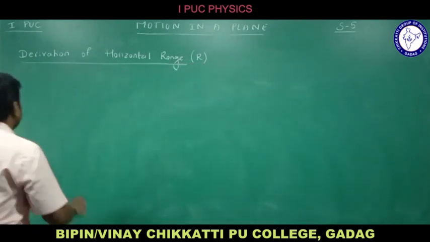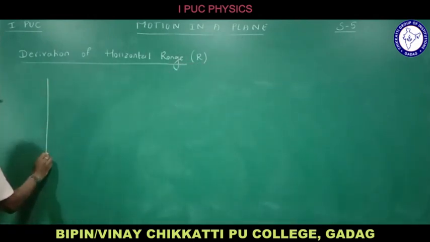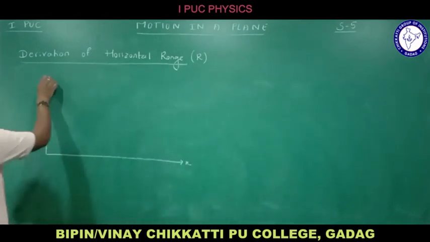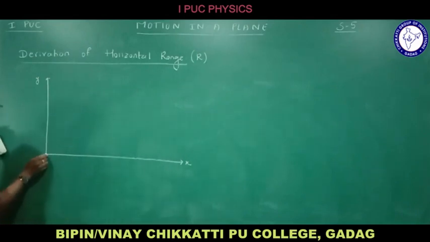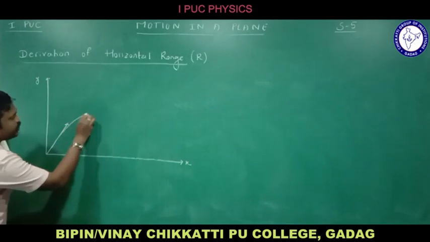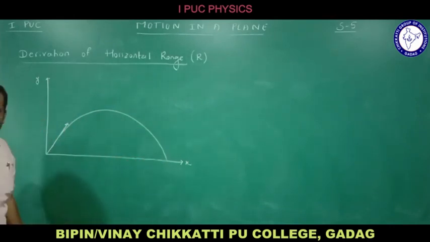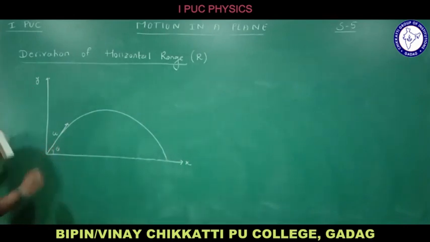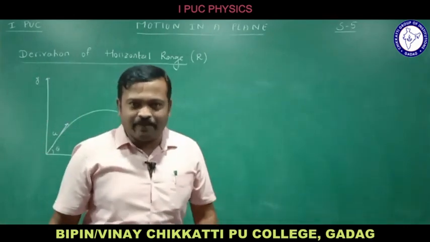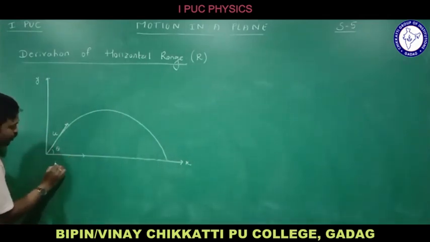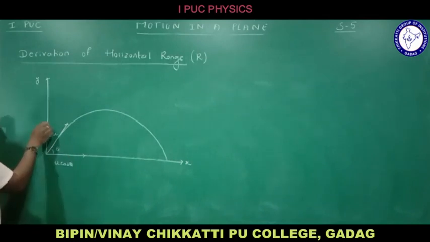To begin with this derivation, let me take 2 axes again, because projectile motion is a motion in a plane which has 2 axes, x-axis and y-axis. We are throwing a projectile along this direction so that it follows the parabolic path. What is this velocity? This velocity is u. And what is this angle? Angle of projection. Let me take it as theta. Again, I will be resolving this along x-axis. This is the adjacent side, so what do you get here? u cos theta. And here, that is u sin theta, right?